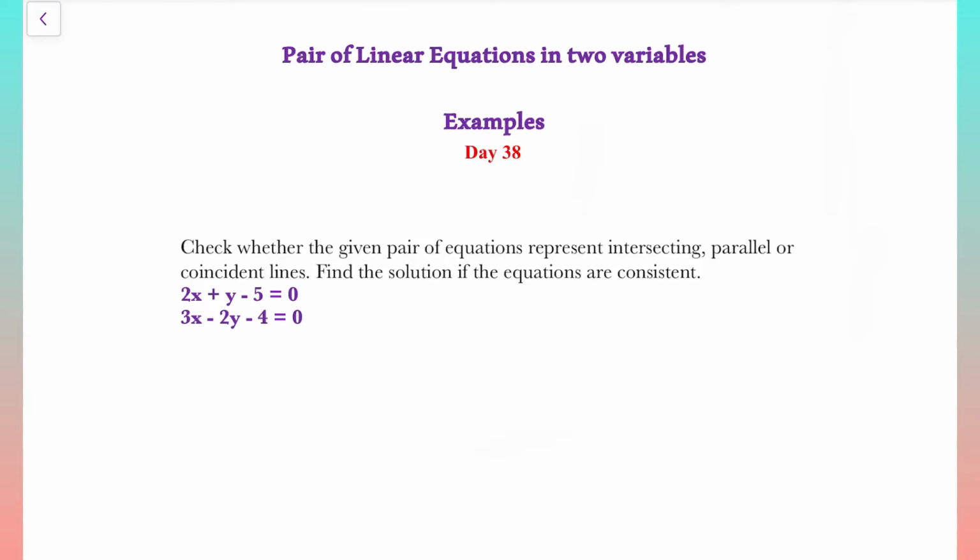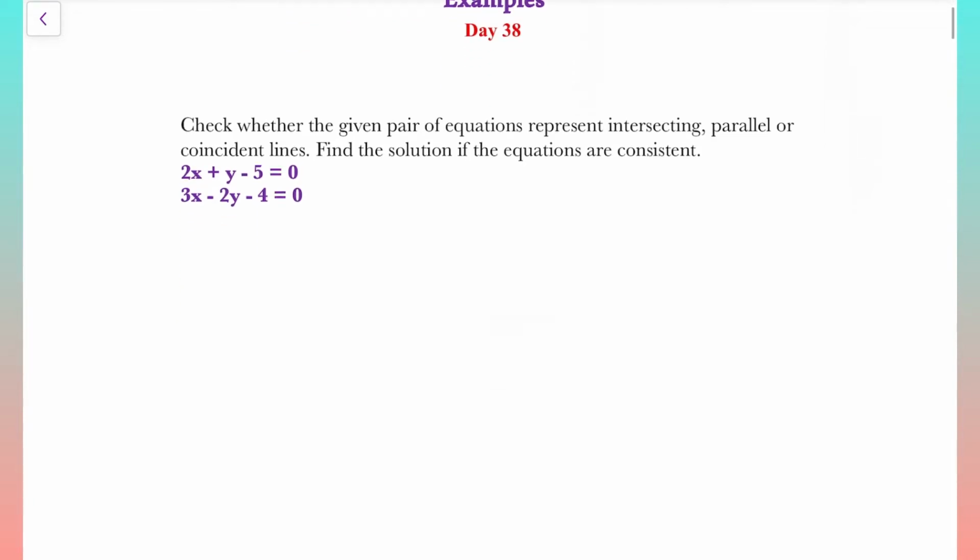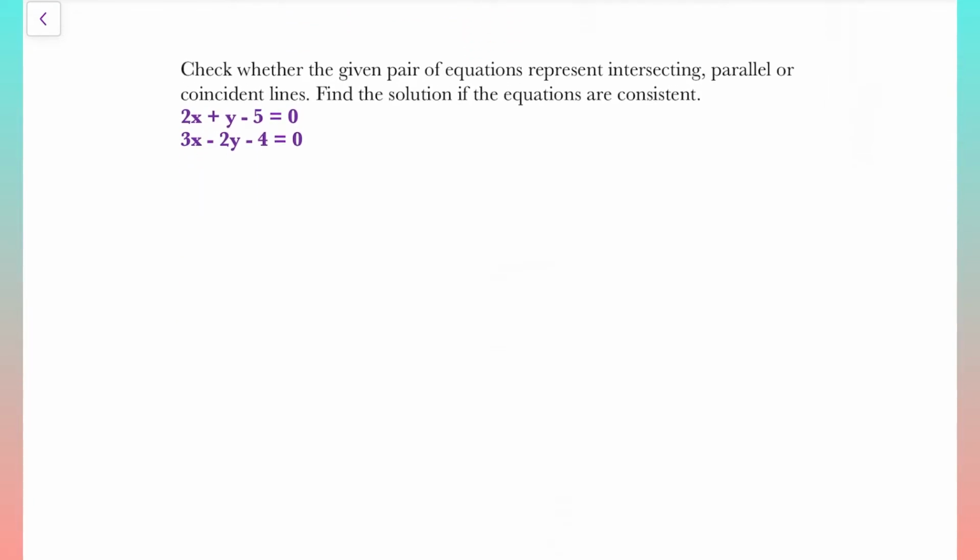First question is, check whether the given pair of equations represent intersecting, parallel or coincident lines. Find the solution if the equations are consistent. So first, for the given two equations, we need to find whether they are intersecting lines or parallel lines or coincident lines. So by taking the condition a1 by a2, b1 by b2 and c1 by c2, we are going to solve it. So let us check it once.